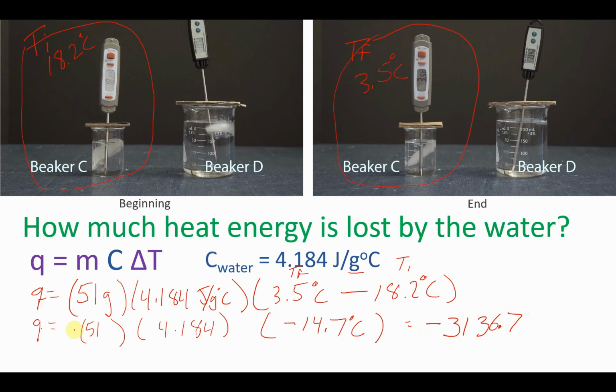What units for heat? It's a joule, right? But you can always cancel out the degrees Celsius, get rid of the grams, and you're left with joules. That turns out to be the answer.